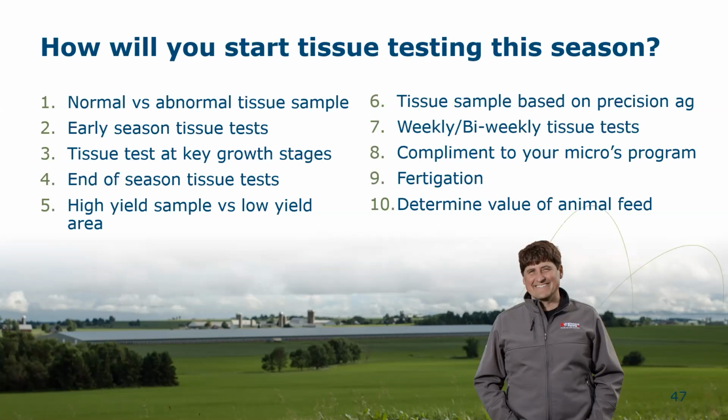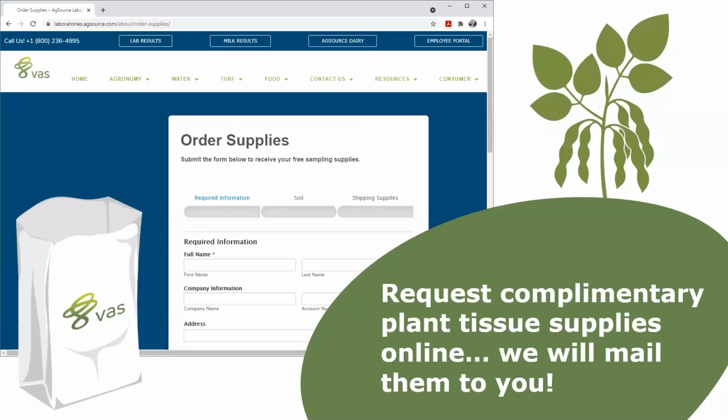A tissue sample based on precision ag? Is it a weekly or a bi-weekly tissue testing program? Is it one to complement your micros program? If you have irrigation, can you use this to fertigate? And the last one, can you utilize it to determine your animal feed value and maybe what nutrients a cover crop has captured?